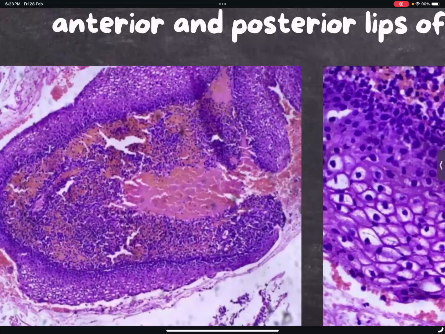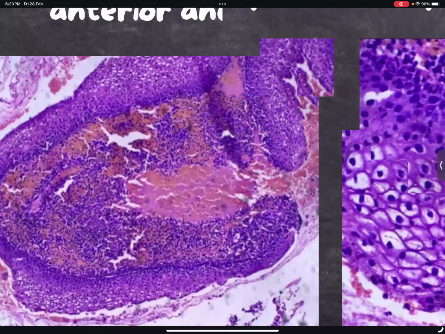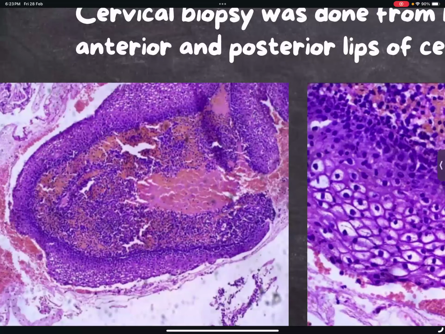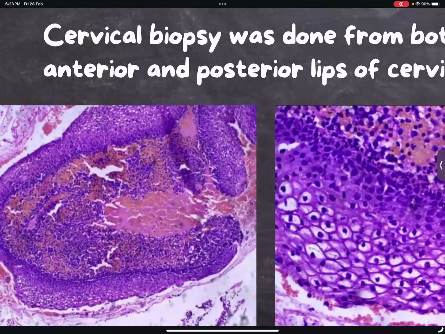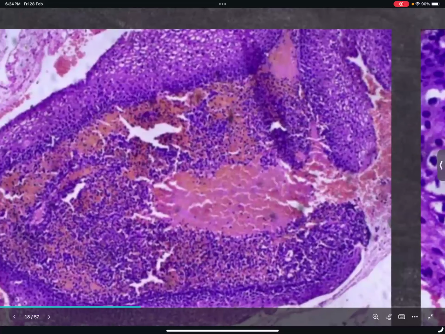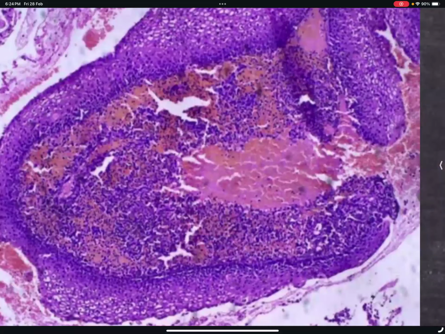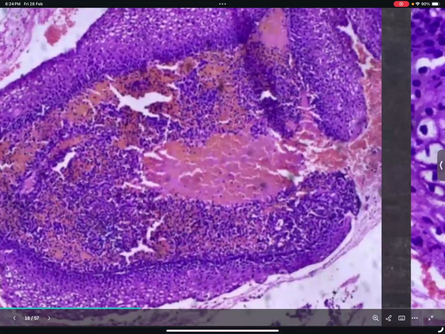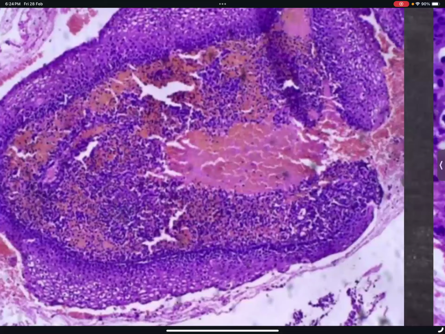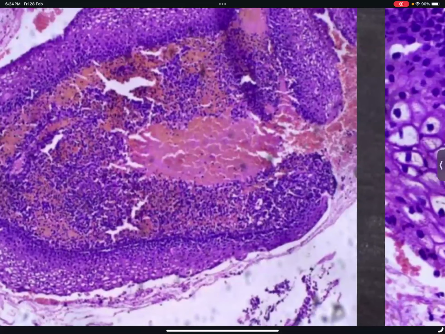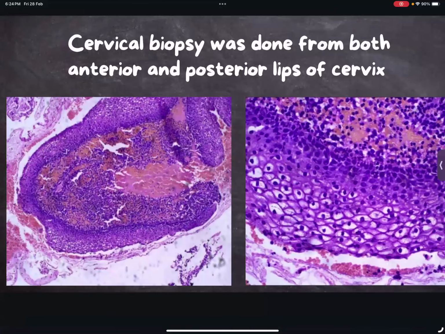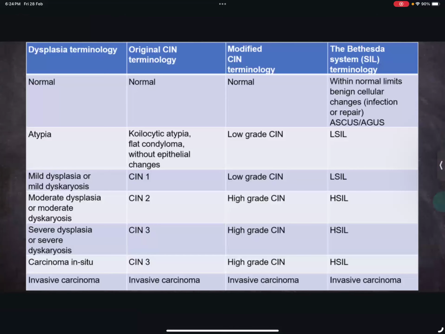As you can see, this is the squamous epithelium, and this is the underlying zone. Before describing whether this is CIN 1 or 2, I want to explain some terminology related to cervical intraepithelial neoplasia.